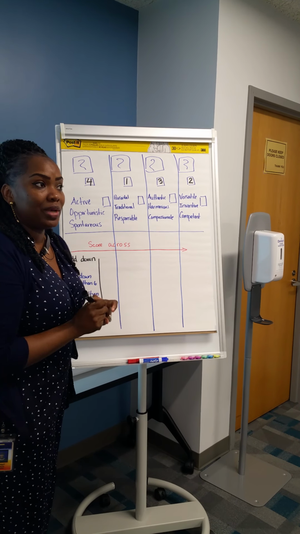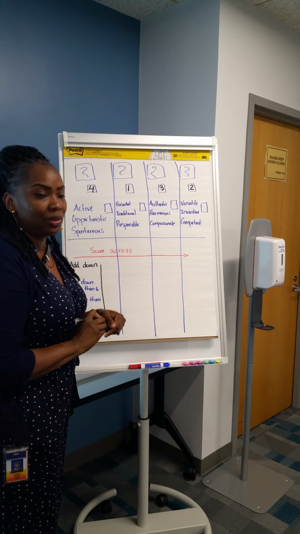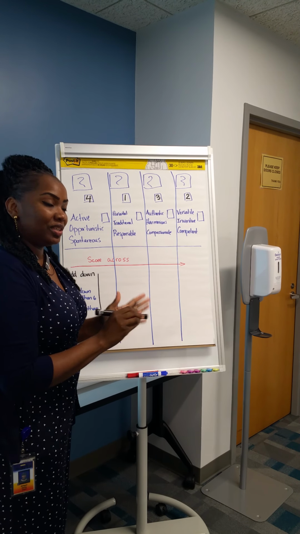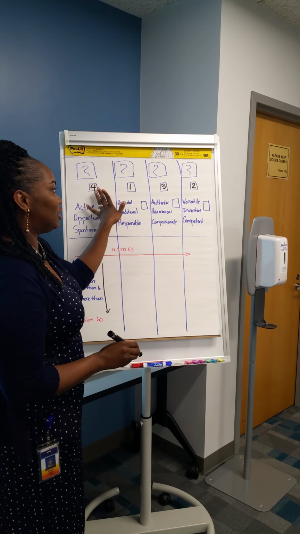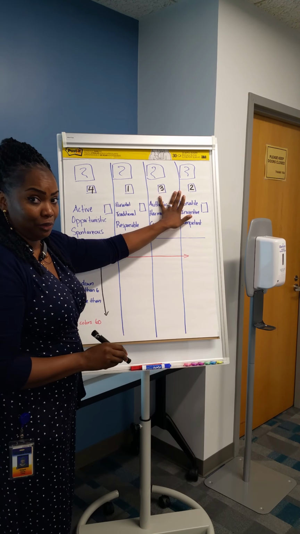So what you're doing with the cards, once you lay them out according to what is most like you to least like you, you then transfer those numbers here to put what is most like you to least like you.